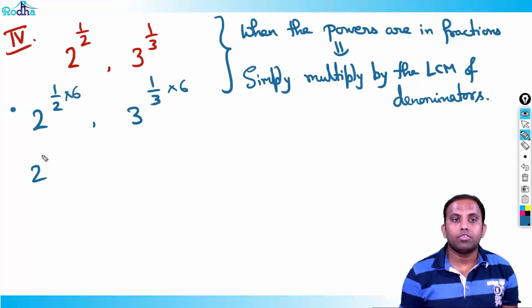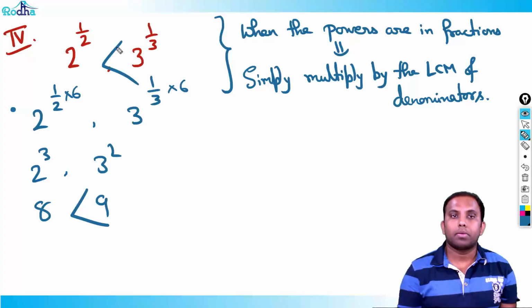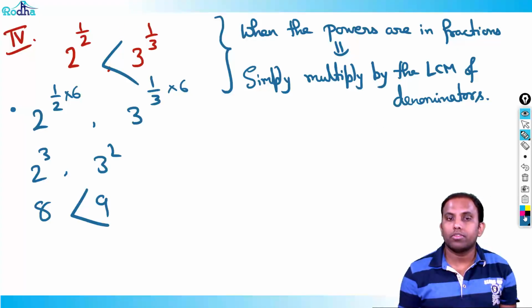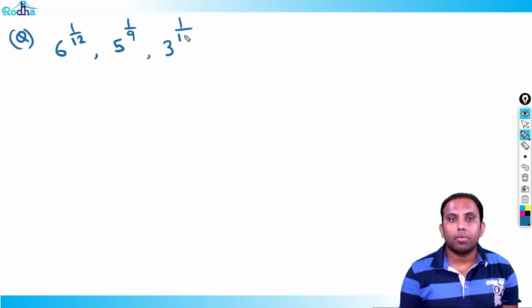It becomes 2 cube, it becomes 3 square, that is 8 and 9. Which is greater now? 9 is greater. So therefore 3 raised to 1 by 3 is greater. I hope it is clear. Okay. Now let's do a question on this also. Let the question be 6 raised to 1 by 12, 5 raised to 1 by 9, 3 raised to 1 by 18.